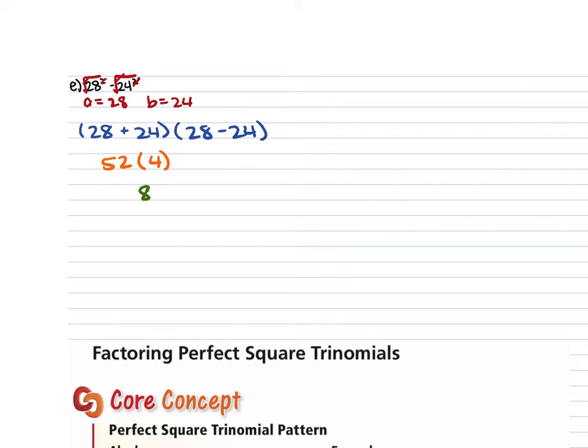For example E, we have 28 squared minus 24 squared. So again, take the square root of the 28. It gives us an A of 28. Let's take the square root of the 24 squared. It gives us a B of 24. Use 28 plus 24 times 28 minus 24. The 28 plus 24 gives us 52. The 28 minus 24 gives us 4. 4 times 2 is 8. 4 times 5 is 20, so that's 208.